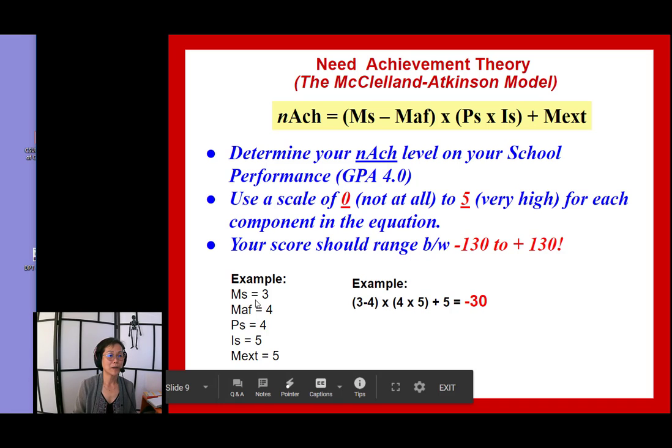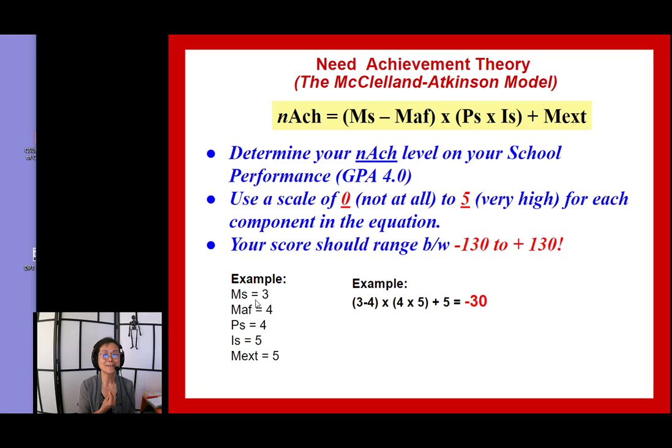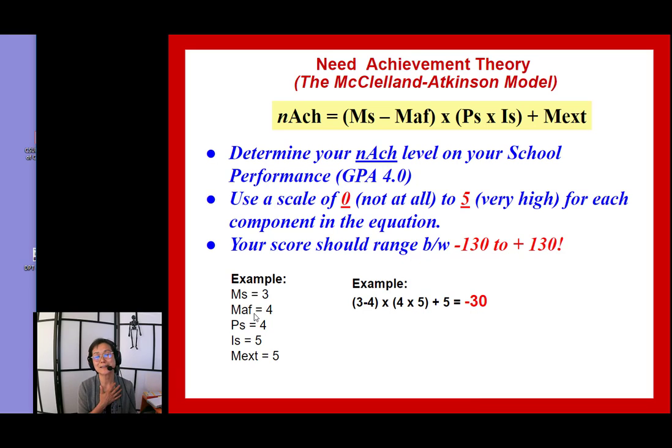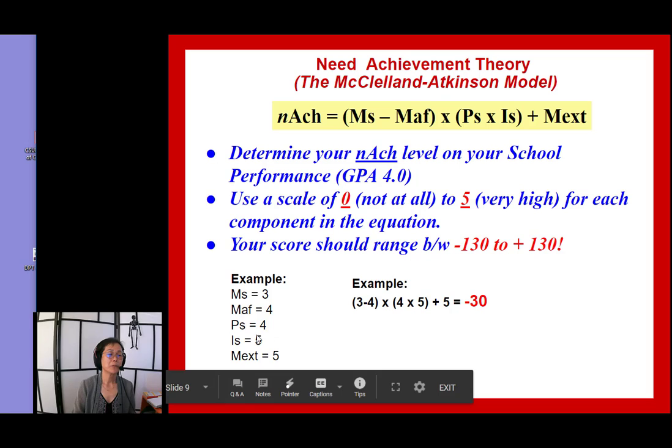Achievement motivation level. My motive to succeed, to learn and to engage in an activity is 3 in a range of 0 to 5. Motive to avoid failure, fear of failure, cognitive state anxiety, it's a little bit high because I am an anxious person. So it's a 4.